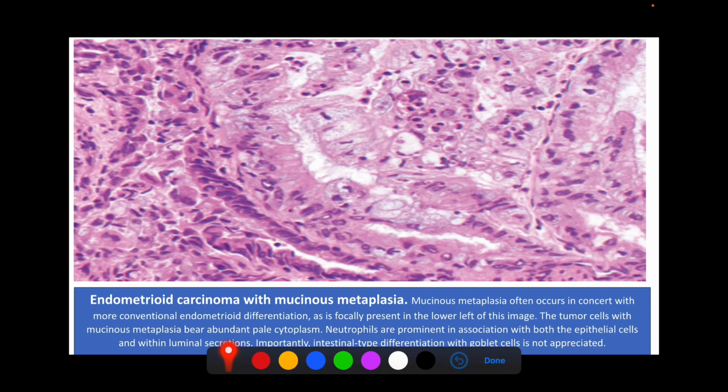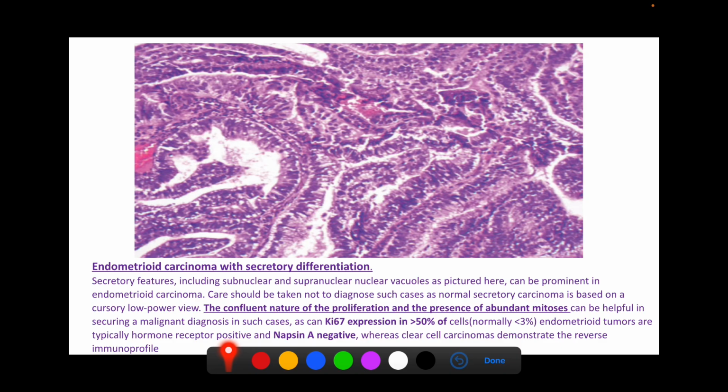Here in this section, this is the endometrioid malignant gland, but some of the cells show mucin filled cells. So these are mucinous metaplasia in endometrial carcinoma. Here this is endometrial carcinoma with secretory differentiation.